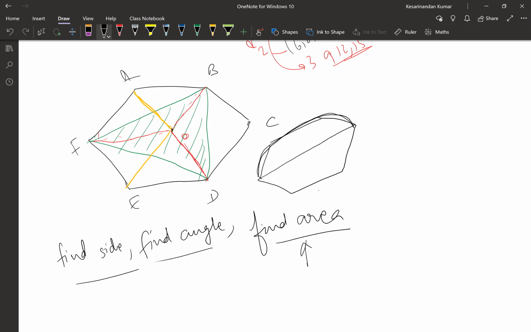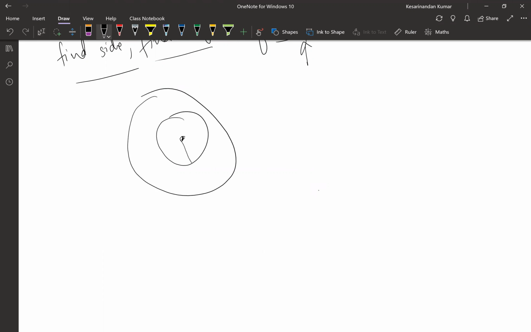So we move towards similar such things, and this is quite a basic concept going forward. There are two circles, concentric circles. This is R1, this is R2.